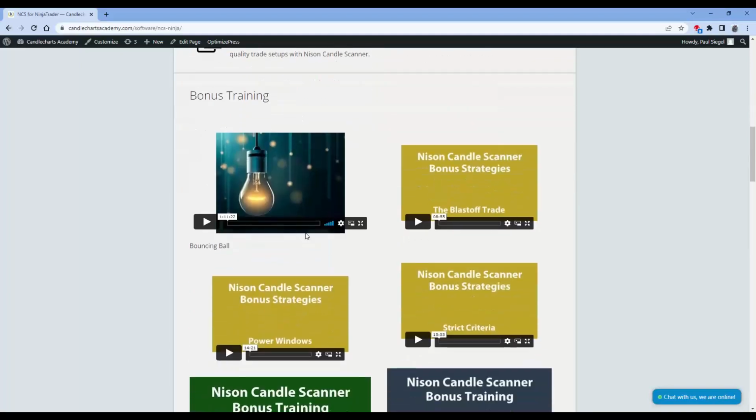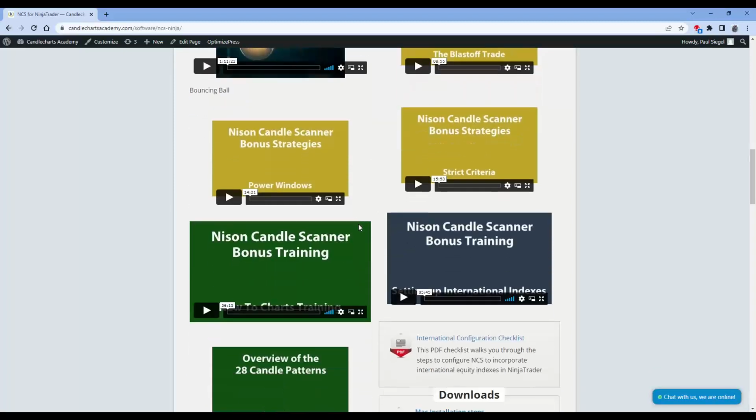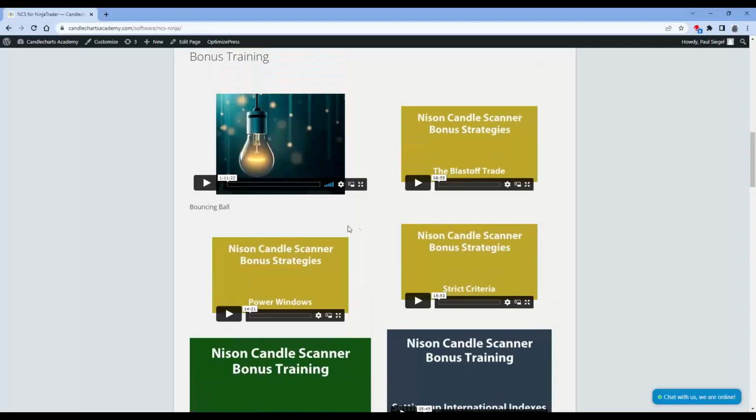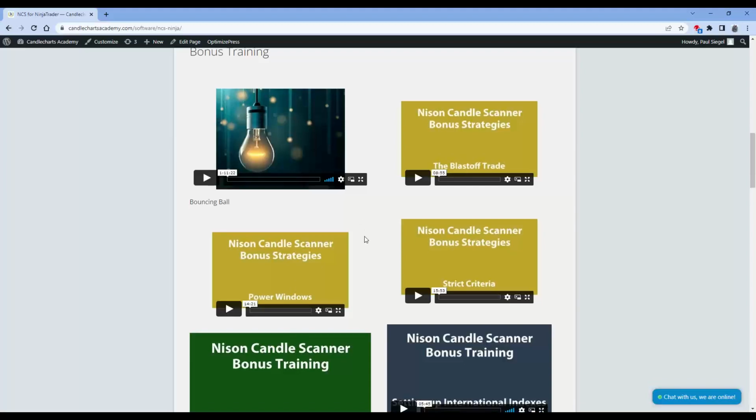And then down here, we have strategy videos of how we actually use Candle Scanner. Doesn't mean that you need to actually do it yourself. You don't need to follow what we do, but these are ideas. This is what we actually do. This bouncing ball video right here, an hour and 11 minutes, is what I actually do myself. The blast off trade and power windows are short videos, like Steve did, on trades that he does himself.